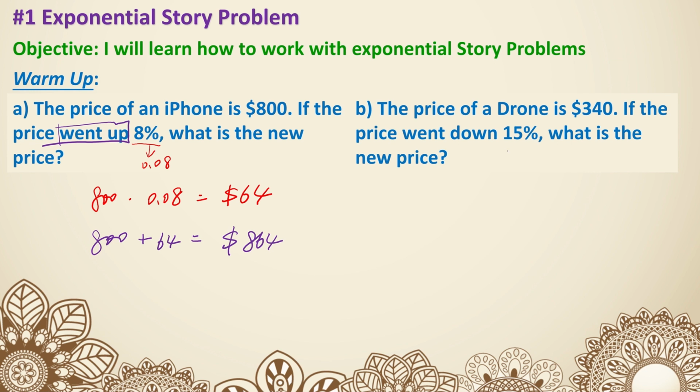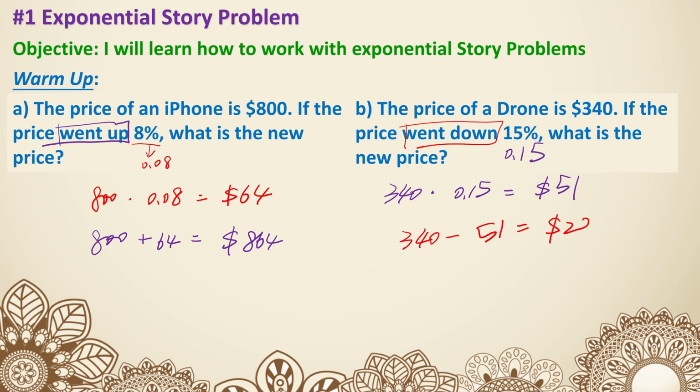B. The price of a drone is $340. The price went down 15%, and that is 0.15 in decimal. 340 times 0.15 is $51. Same thing. You wish it's just $51, but it's actually going down $51 from 340. So this went down 15% from the 340. 340 minus 51, the actual price is $289.